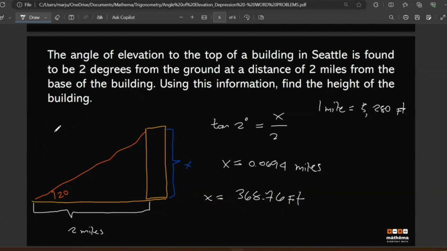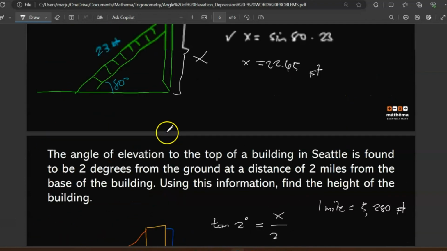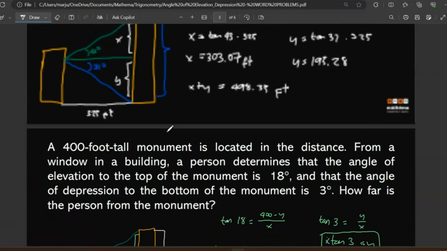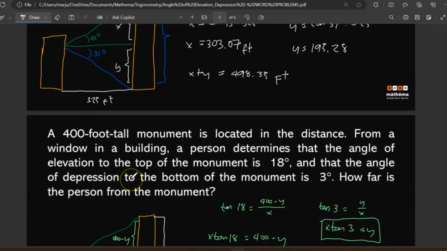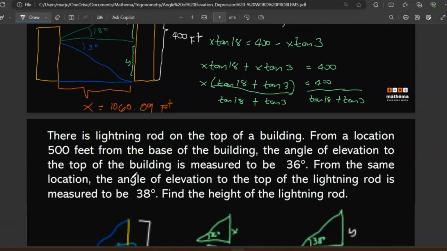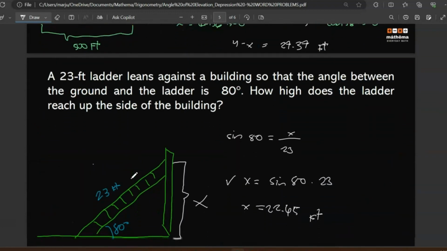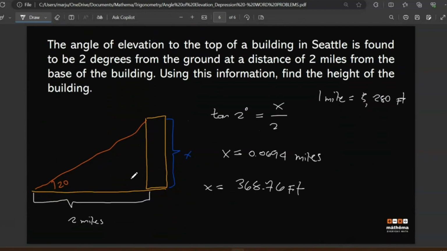So that is all for the problems about elevation and depression. There are all in all 5 problems that we worked on, and these problems will be posted in our classroom, including the annotations and the solutions. So feel free to join our Google Classroom for the file.